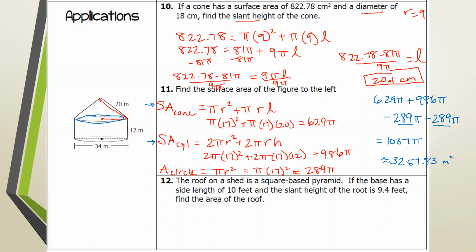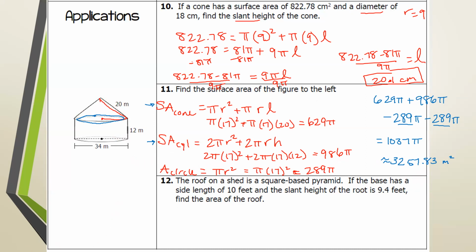Okay, so just one more time, why did I subtract the area of the circle? This 629 pi represents the total surface area of the cone. This 986 pi represents the total surface area of the cylinder. But as soon as I put that cone on top of the cylinder, the bottom of the cone and the top of the cylinder are no longer on the surface. So I got to get rid of that area so that way it's not actually included in the surface area because it's not on the surface. I hope that explanation helped for this guy.